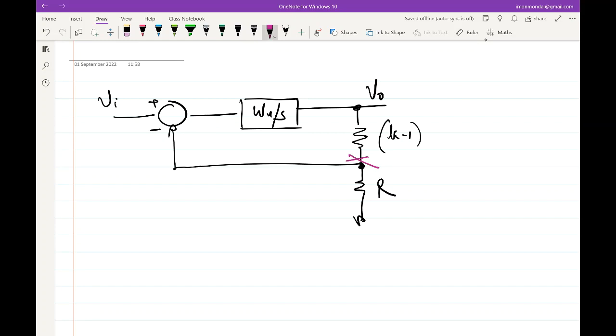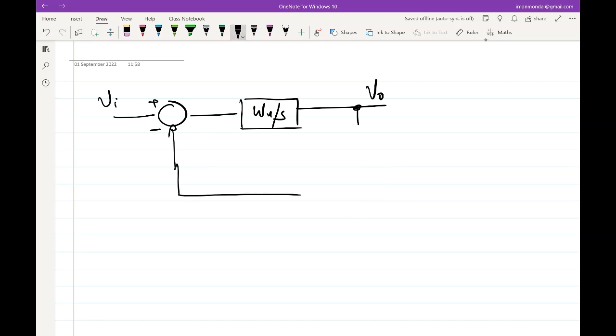But let me do something different. Let me break it here. That's also a part of the loop. I can break it there. So let me pull this out a bit, so I break it here. This was the connection. I broke that connection and I apply a test voltage.